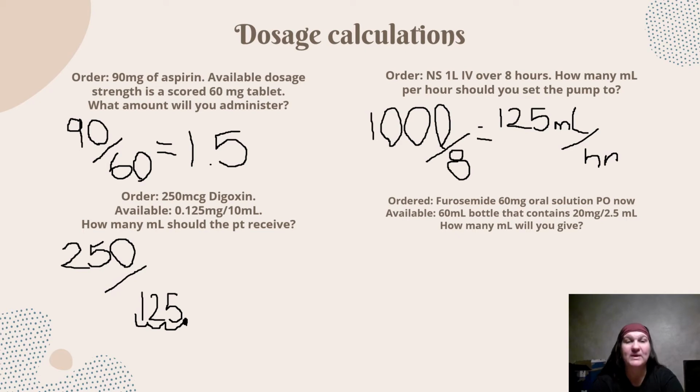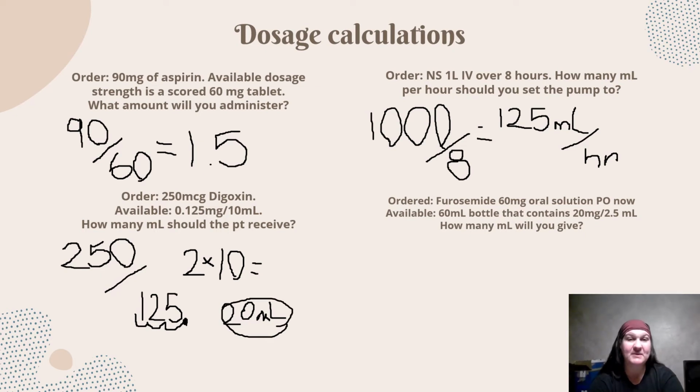And then what we have to do from that point is multiply, because if the 125 is per 10 mLs, but we need to give 2 of that dose, it's 2 times 10. So the patient will receive 20 milliliters. That's our answer. Anyway, that's our answer, 20 mLs.